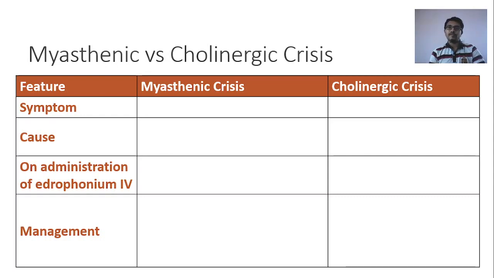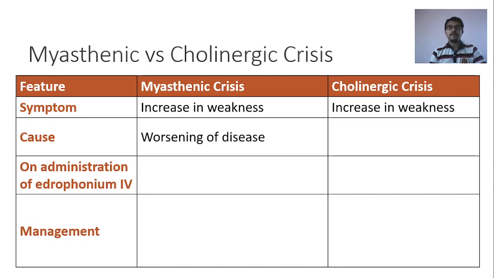The patient was well controlled on neostigmine or pyridostigmine. Now the patient complains of weakness. So what would have happened here? It can be either myasthenic crisis or cholinergic crisis, because the symptoms are the same. There is increase in weakness. So why has the weakness returned? One possibility is that the disease has become worse. There is worsening of the disease. In that case, it is called myasthenic crisis.